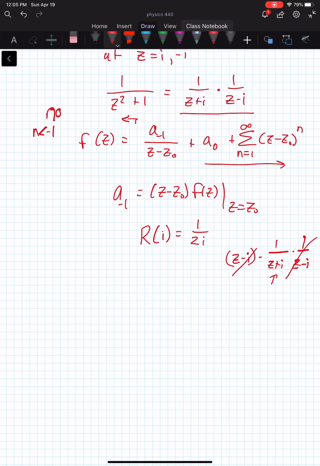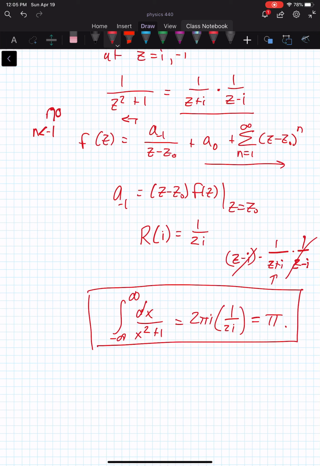And so that means that the integral from minus infinity to infinity of dx over x squared plus 1 is equal to 2 pi i times the sum of the residues, which is 2 pi i times 1 over 2i, or pi.